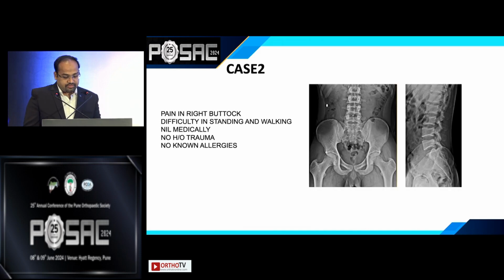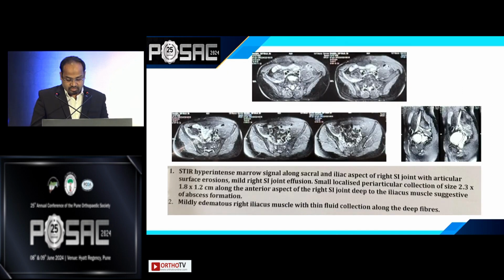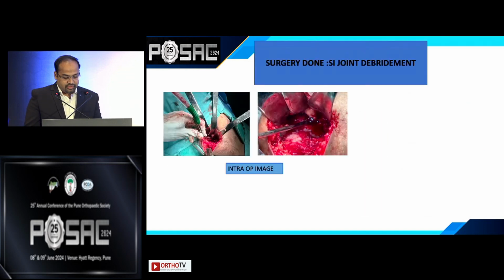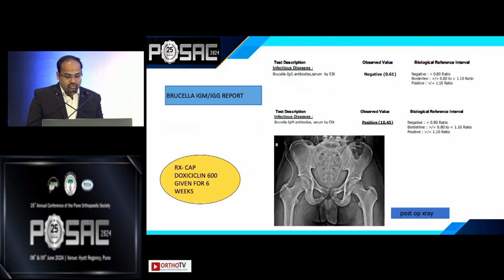Case 2 had pain in the right buttock and difficulty in standing and walking. The patient was neurologically normal. He was diagnosed with right sacroiliitis. We did debridement and sent the sample for investigation, which came out to be brucellosis. We also started him on doxycycline capsules.